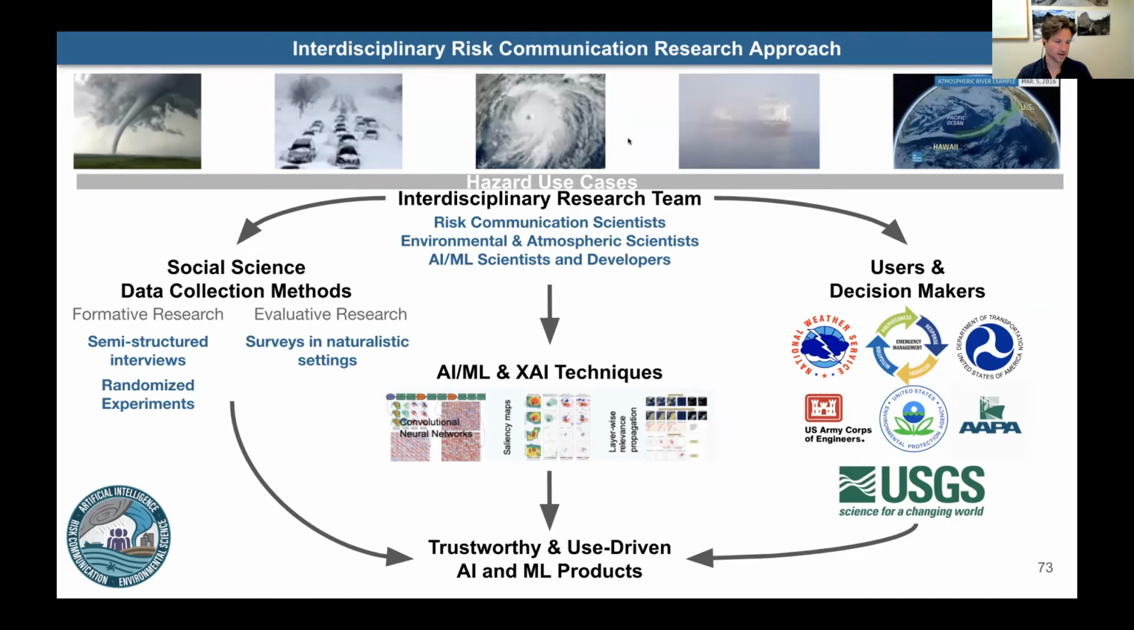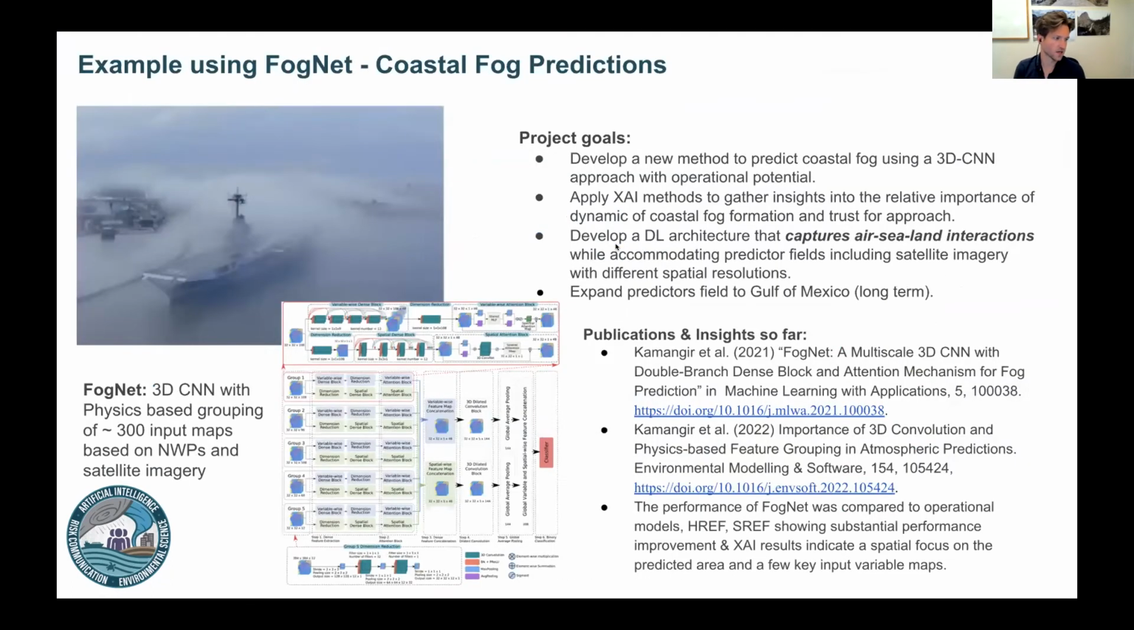So if you hit the next slide, this is an effort led in AI4ES by Philippe Tissot and all the great collaborators from Texas A&M Corpus Christi. And so it's called FogNet, and it's used for doing fog predictions in coastal environments. Right now it's focused on Corpus Christi, but it's a 3D CNN that's physics-based and has about 30 different inputs based on NWPs and satellite imagery. You can see there's a complex diagram for it.